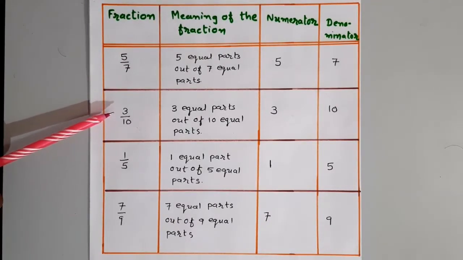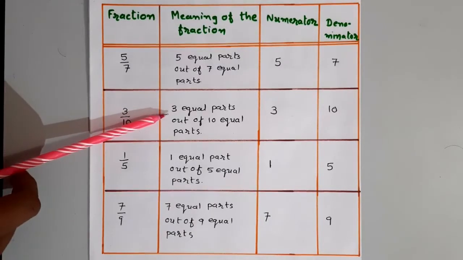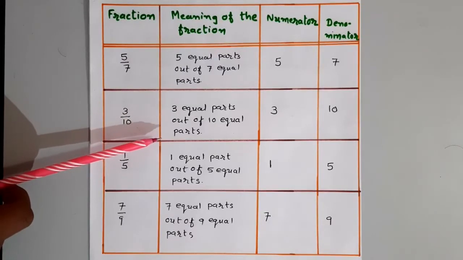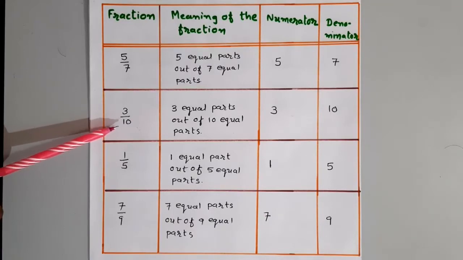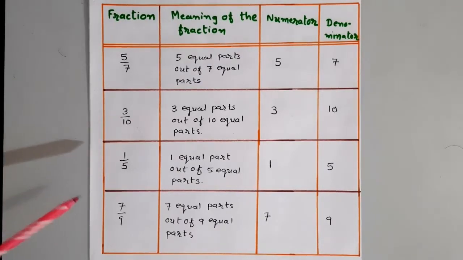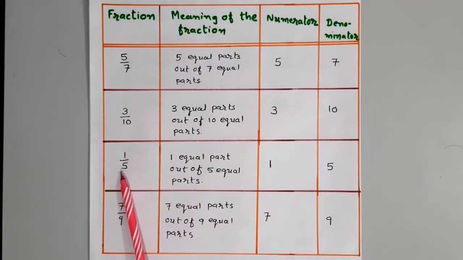Suppose I take fraction 3/10. It means 3 equal parts out of 10 equal parts. Numerator is equal to 3 and denominator is equal to 10. In 1/5, 1 equal part out of 5 equal parts, in which 1 is the numerator and 5 is the denominator. Same way 7/9 means 7 equal parts out of 9 equal parts, so 7 is the numerator and 9 is the denominator.